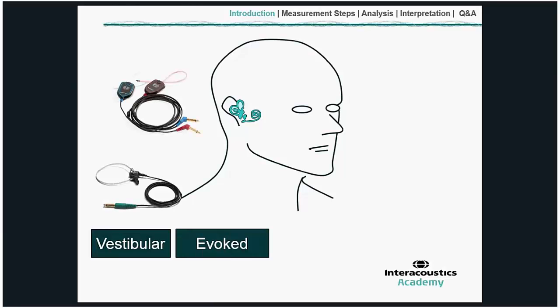Then the next word, for the E, is evoked, and what evoked means is that we're going to be actually stimulating the vestibular system to do something. What you can see on the image here is that I have a bone conductor and also some insert headphones. So we can evoke the vestibular system through an auditory stimulus. You can also use an electrical stimulus, but the most common clinical practice is to use an auditory stimulus.